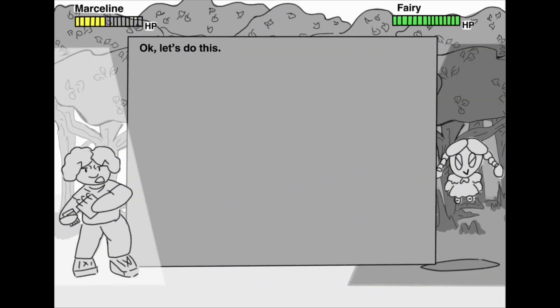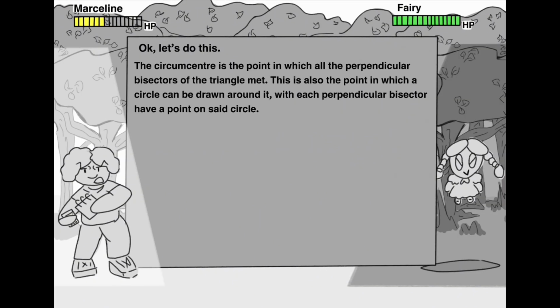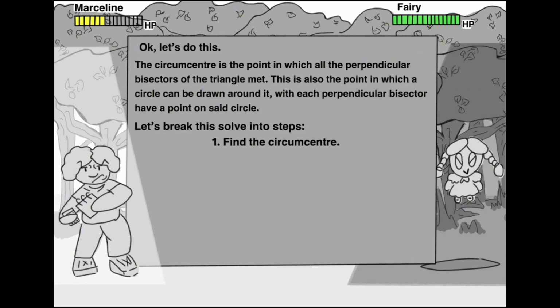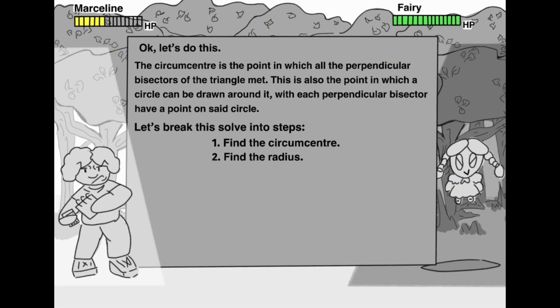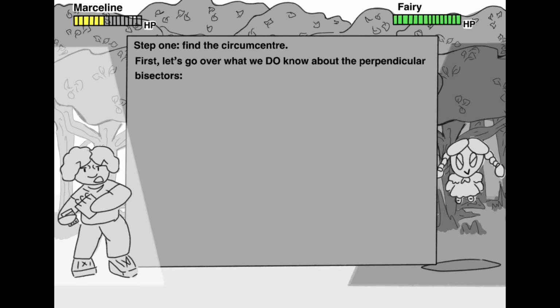Okay, let's do this. The circumcenter is the point in which all the perpendicular bisectors of a triangle meet. This is also the point around which a circle can be drawn, with each vertex being a point on said circle. Let's break this up into steps. Step 1. Find the circumcenter. First, let's go over what we do know about the perpendicular bisectors.